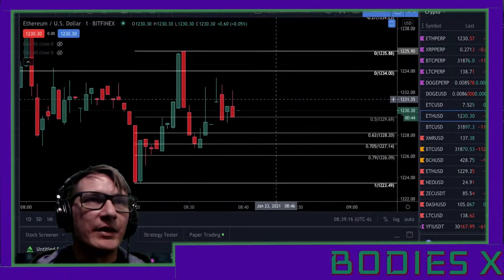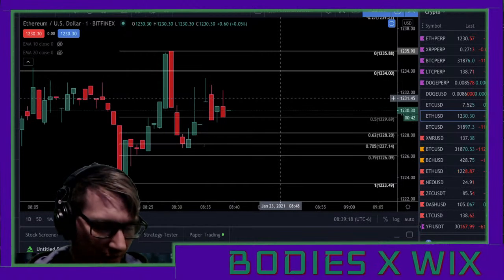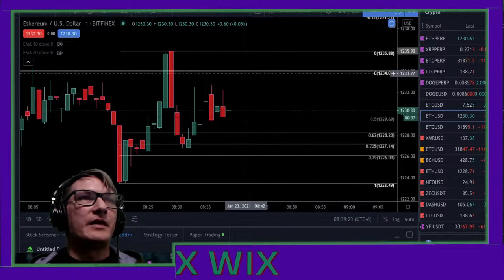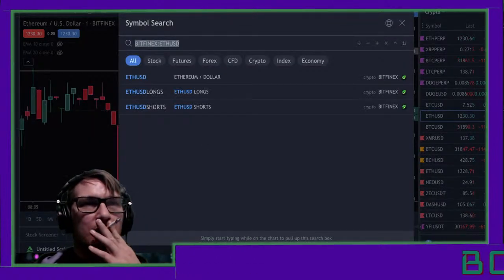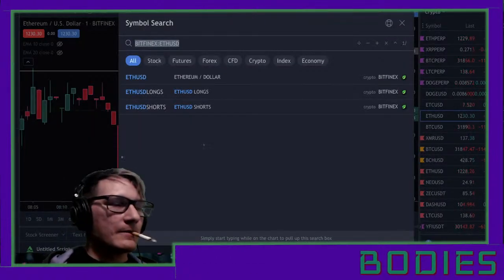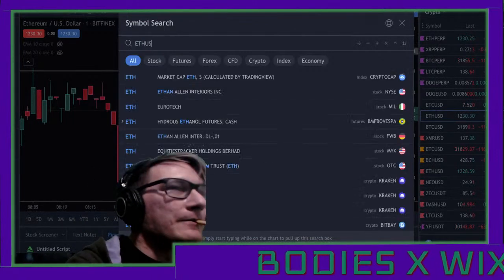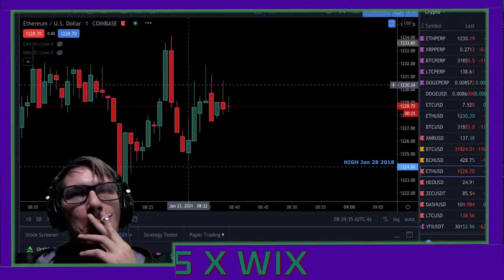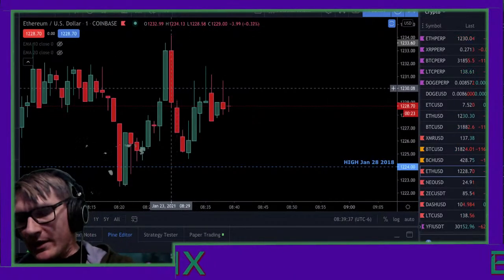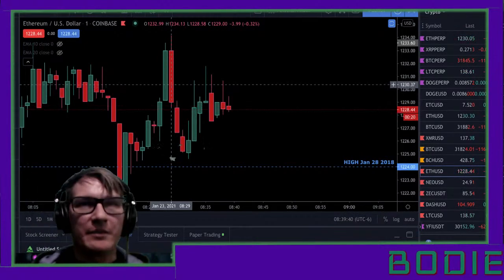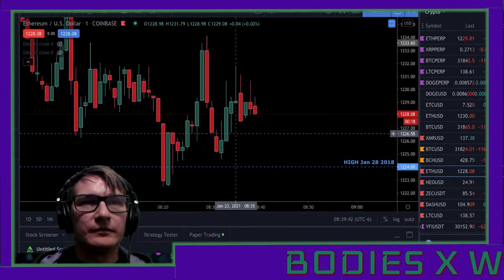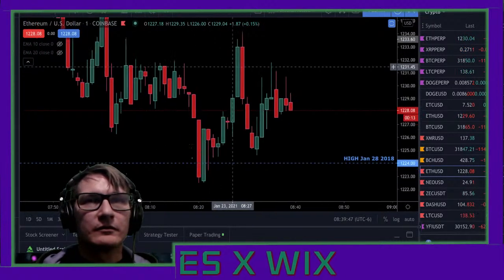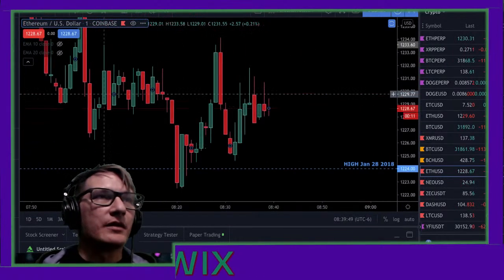And sometimes on TradingView, it just likes to sit there and not do anything. Let me see if there's another ETHUSD to where it likes to move around a lot. There we go, Coinbase. Coinbase seems to move around a lot. So we'll use the Coinbase one for now.